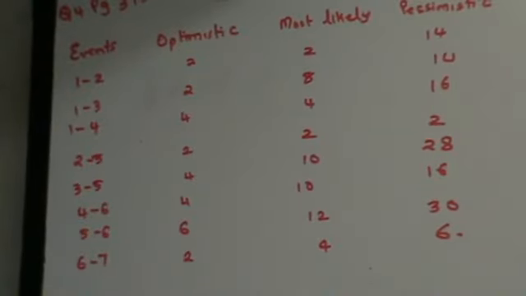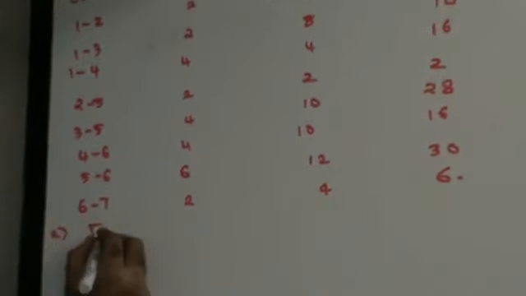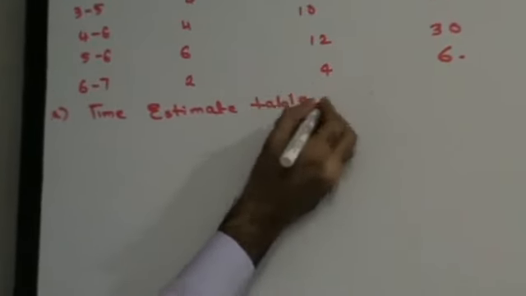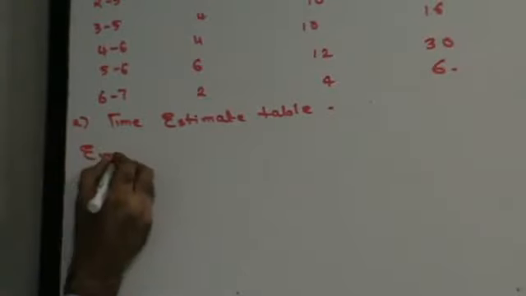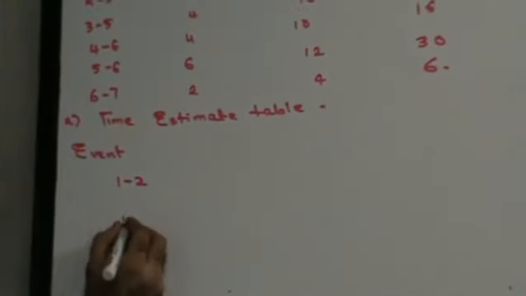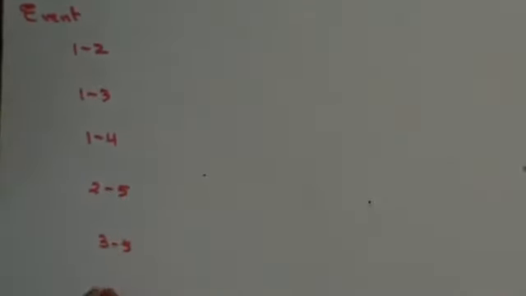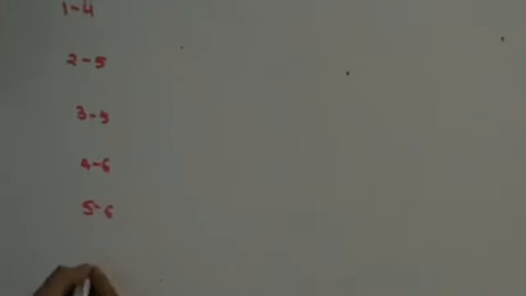Now, the fact that they've given you 3 times means this has to be PERT analysis. If it is PERT analysis, the first thing that you need to do is make a time estimate table. Events 1 to 2, 1 to 3, 1 to 4, 2 to 5, 3 to 5, 4 to 6, 5 to 6, 6 to 7. We'll call these activities A, B, C, D, E, F, G and H. Estimated time.